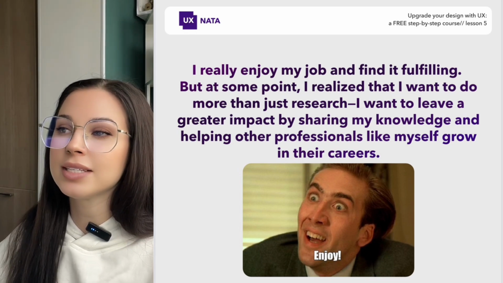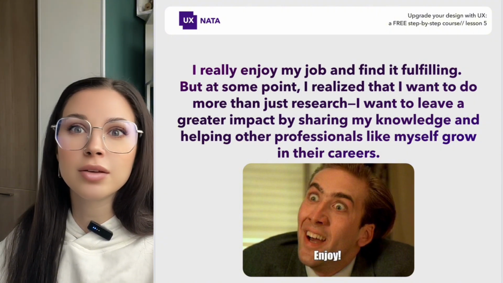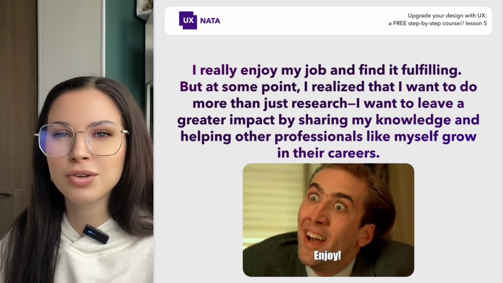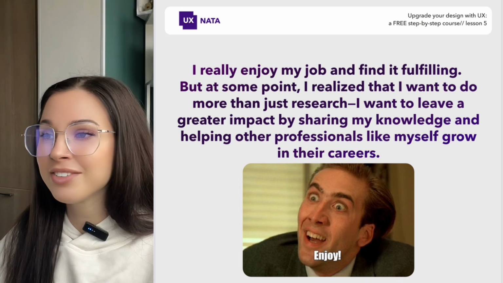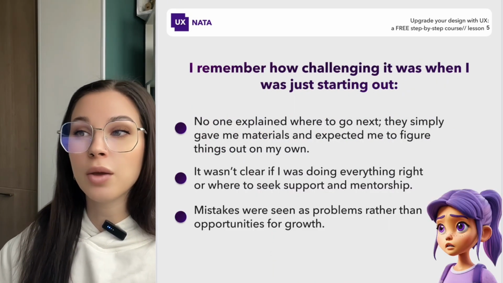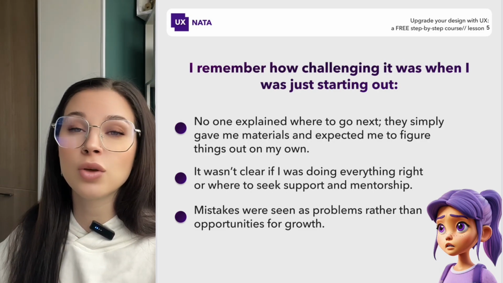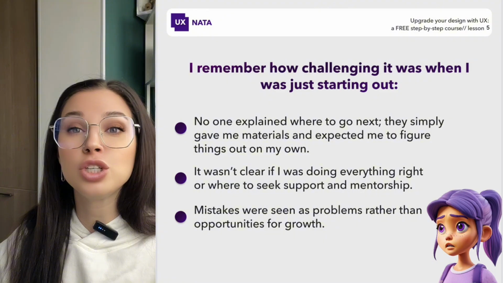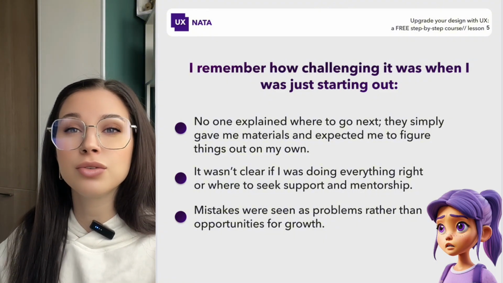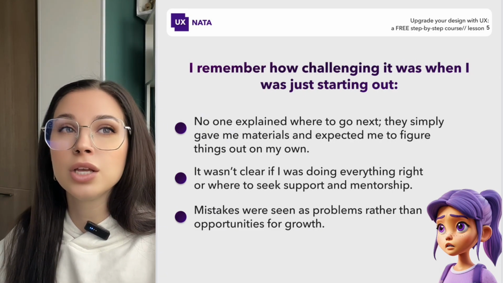But at some point, I realized that I want to do more than just research because I like teaching, and actually my first degree is in the educational sphere. It's very interesting. I remember how challenging it was when I was just starting out, and I was lucky to have a great tutor, because otherwise it's really hard to get into any sphere, and specifically UX research, because it's really new.